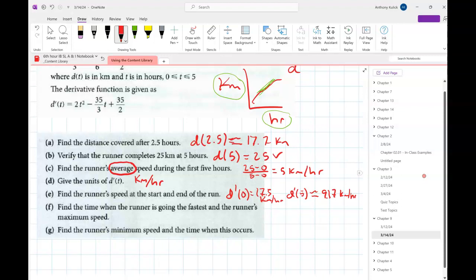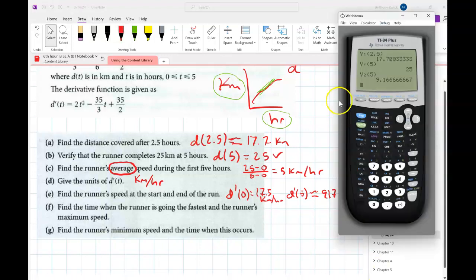Okay. Part F asks us to find the time when the runner is going the fastest, and then what is that maximum speed? What would I do to do this? Graph what? D or D prime? D prime. And what am I looking for on the graph of D prime? You're looking for the absolute maximum, right?